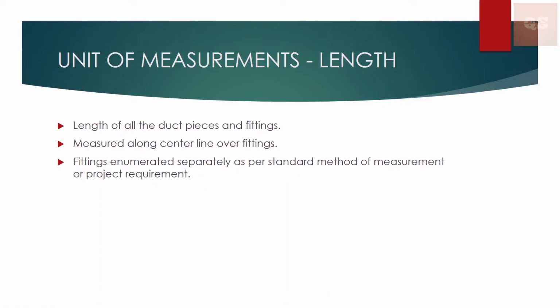If it is required that fittings need to be enumerated separately, only the length of the rectangular pieces is taken and the fittings are separately counted. But if the requirement is that the fittings also need to be included within the linear measurement, then the measurement is taken along the center line over the fittings. I'll explain it using AutoCAD.